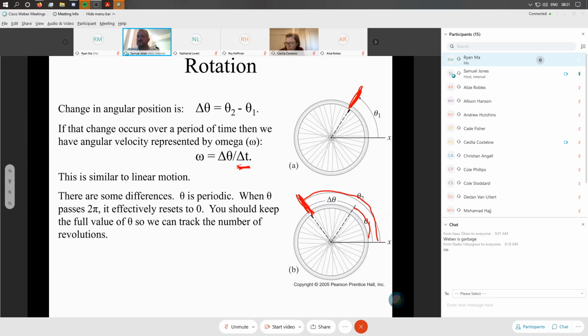And if delta theta were 6 pi, that would mean the wheel had gone through 3 complete rotations and so forth. And so we can use this value for theta, even if it's greater than 2 pi, and that lets us know how many times the object has made a complete rotation.